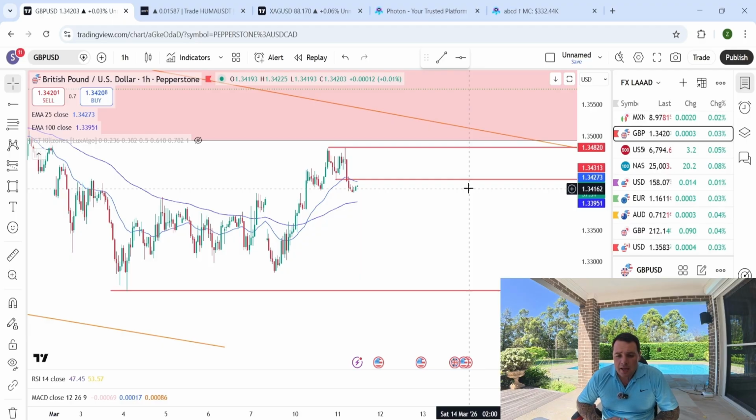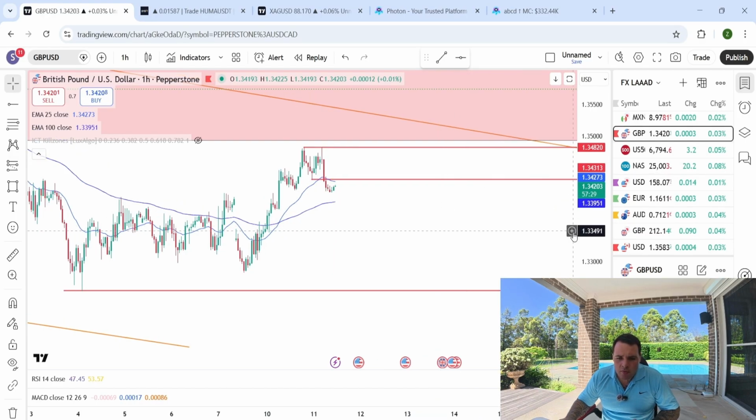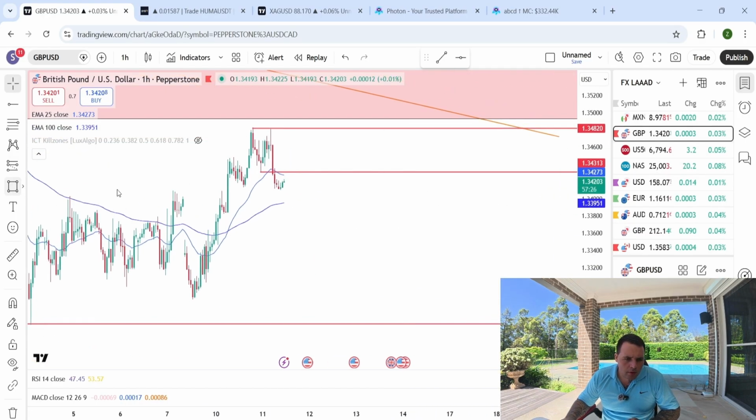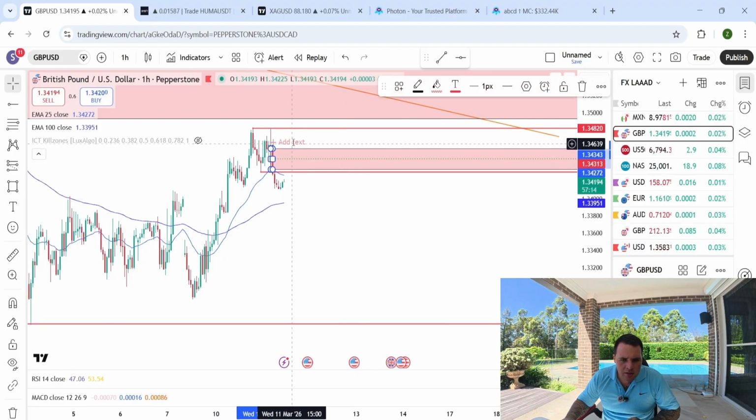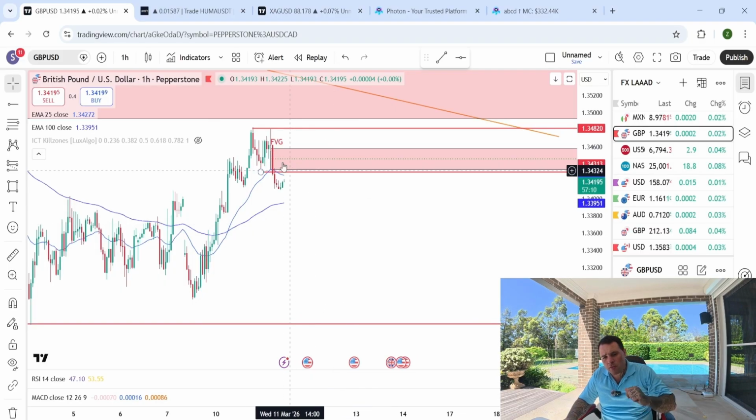In this case, we'll be looking for a confirmation of this fair value gap. So this is a bearish fair value gap, so let's mark that out. Oh, I can add text. Can I? Yeah, I can. I'm going to add text to the top. So we have a bearish fair value gap here. So we want confirmation of this fair value gap.